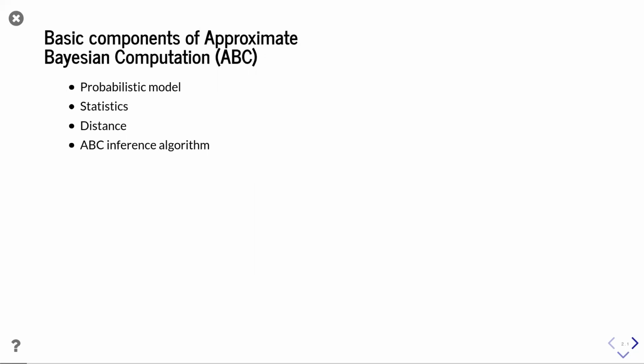So just a quick recap. I think this was already mentioned before. If you want to do approximate Bayesian computation, you need to define basically four main components. One is the probabilistic model from which you need to be able to simulate. Then you have a statistics and a distance function. And finally, you have the ABC inference algorithm you want to use.